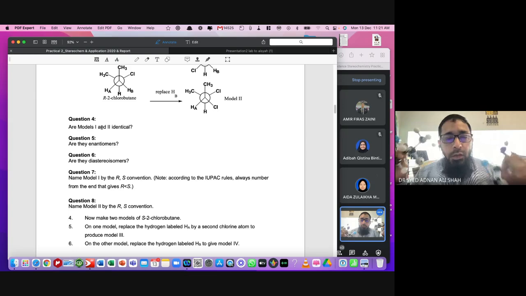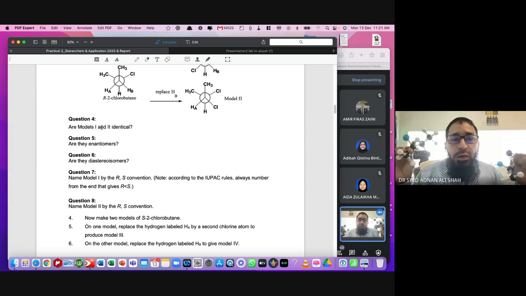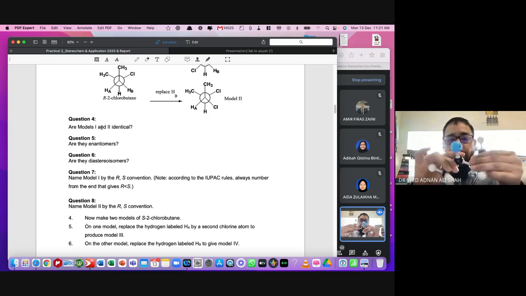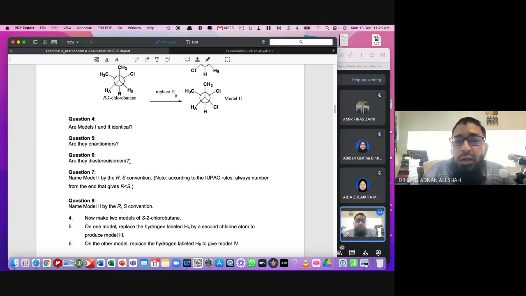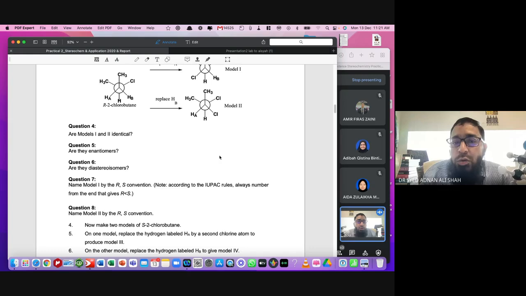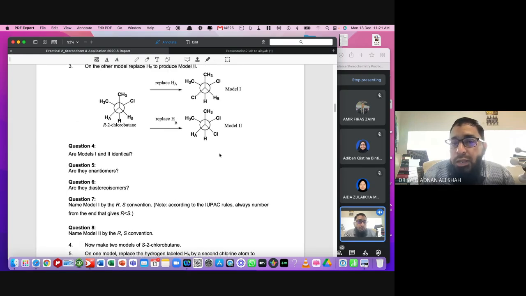So like this, you have to answer this one. If the molecule is different like this, you have to replace and see. Name the model. Of course, we can name the model, right? For example, I am telling you the name. That's how to name the model. In your paper also you can make the model, and then you can see.